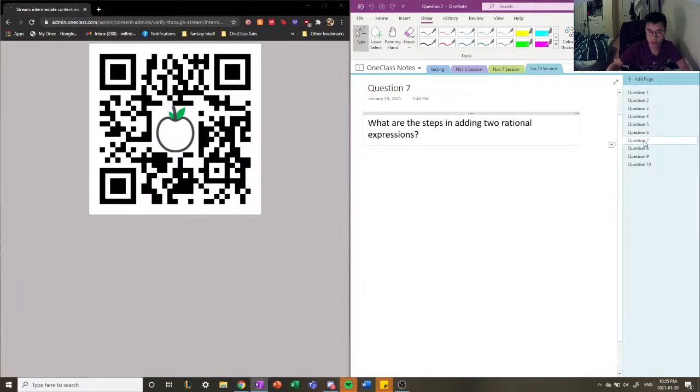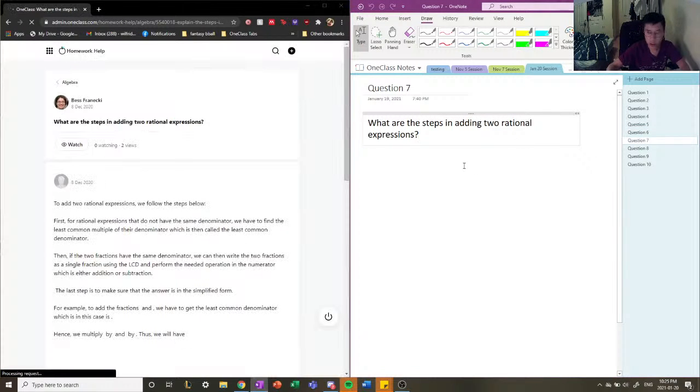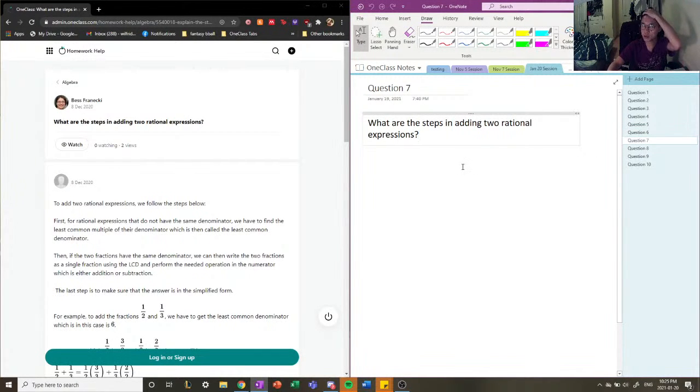All right, moving along to question number 7. So question number 7 is going back to the really, really big basics of mathematics here, okay? So it asks us, what are the steps in adding two rational expressions? Okay, so there's two cases of how you add rational expressions. And the first case is what all cases should be like.